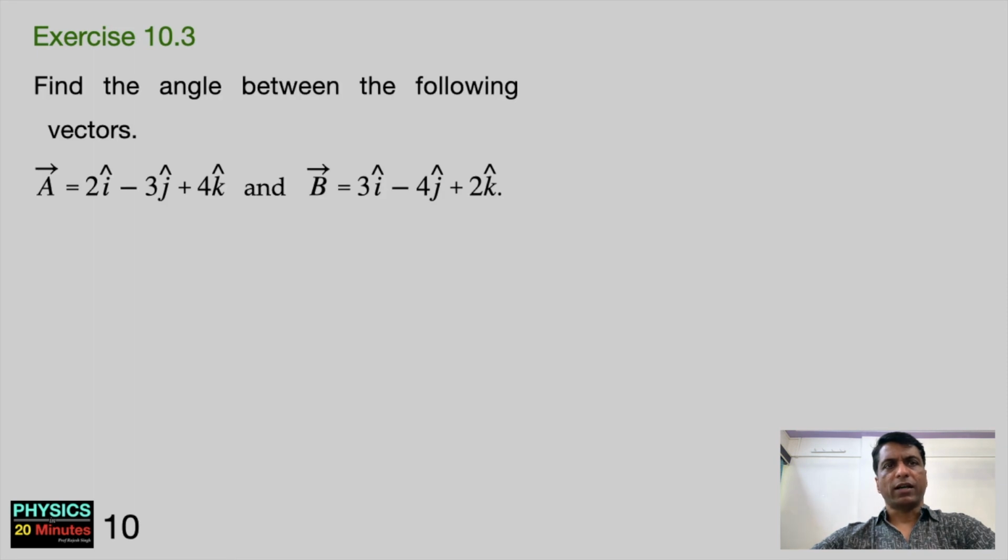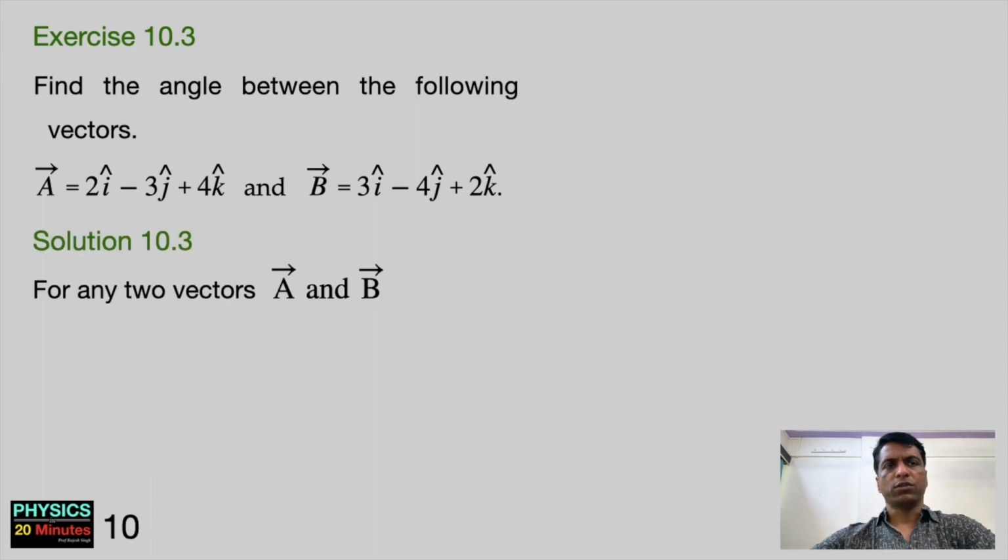Let's take another example to understand. Find the angle between the following vectors. Two vectors are given. Vector A is 2i cap minus 3j cap plus 4k cap. Vector B is equal to 3i cap minus 4j cap plus 2k cap. You may pause the video, try to solve this problem and come back and check the solution.